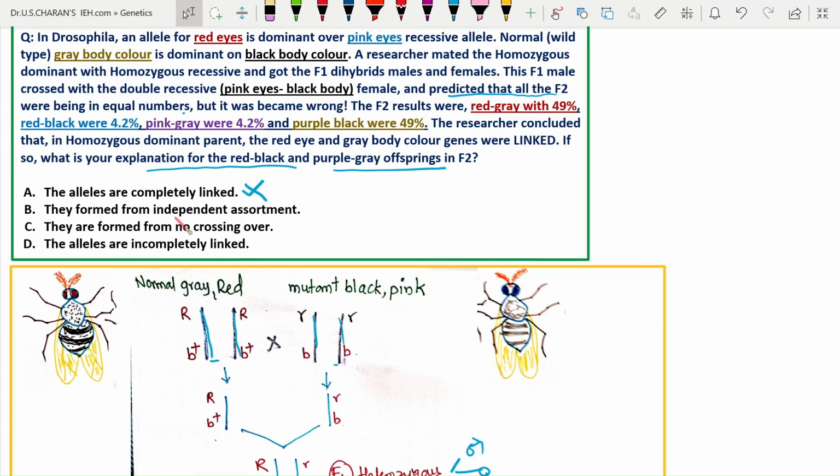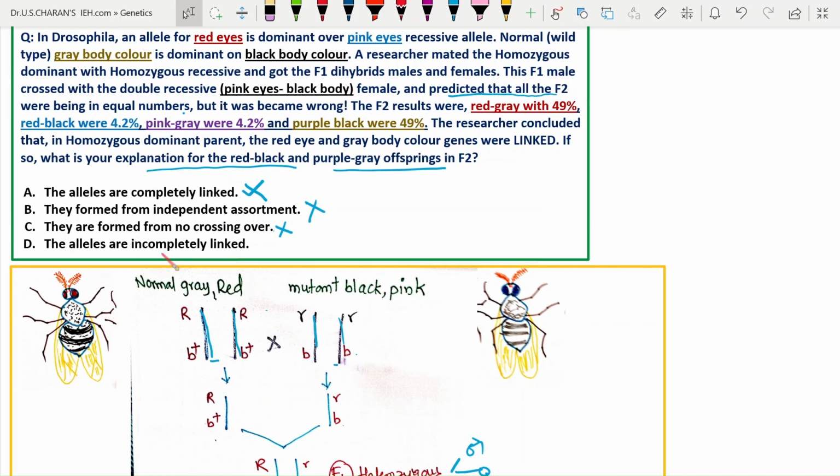Are they formed from independent assortment? He did not get a 1:1:1:1 ratio, so this is not independent assortment. Are they formed from no crossing over? If there is no crossing over, there are no new genetic recombinations. This is also the wrong answer.